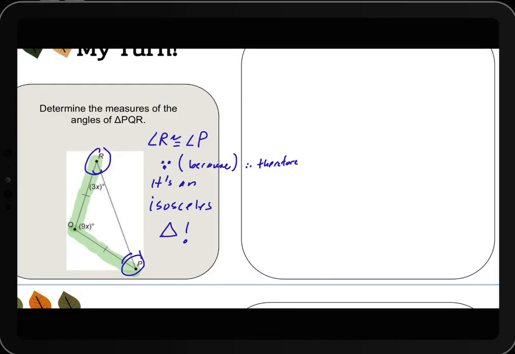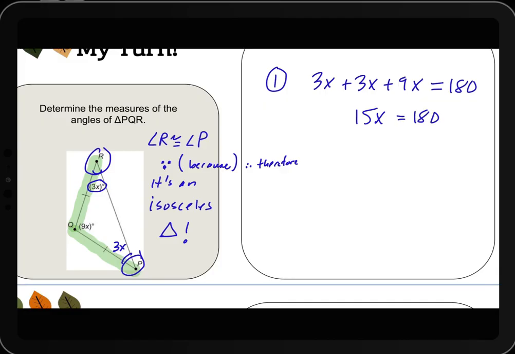Now, because of that, that means that if this angle is 3x, then so too is that angle. And based off the triangle angle sum theorem, we know that the sum of all the angles in a triangle is 180. So we can add all three of these up and set that equal to 180 degrees. There we get 15x, and we're going to end up dividing by 15 afterwards. So we end up getting a value of 12 for our variable x. So we know what x is actually going to equal.